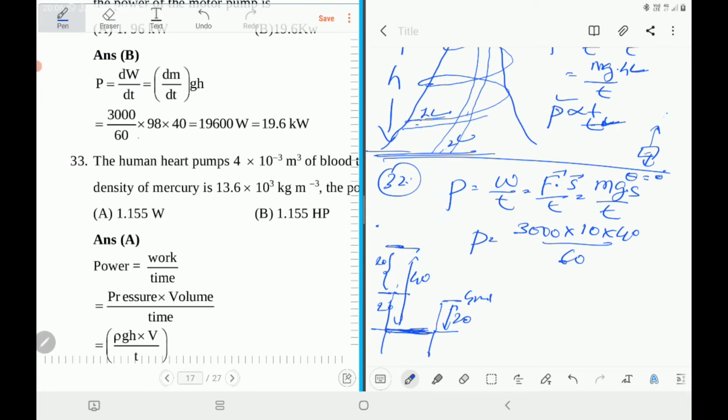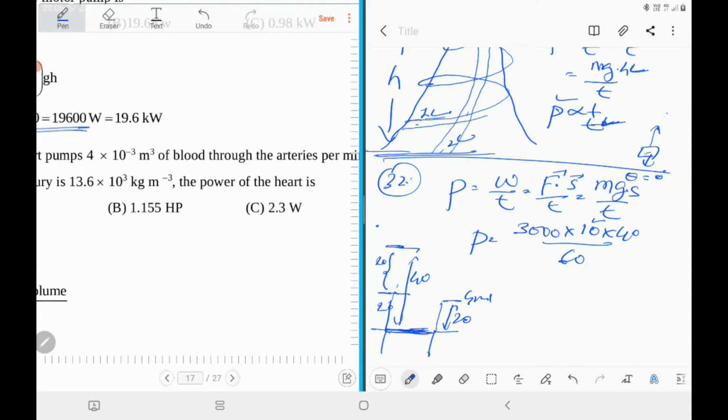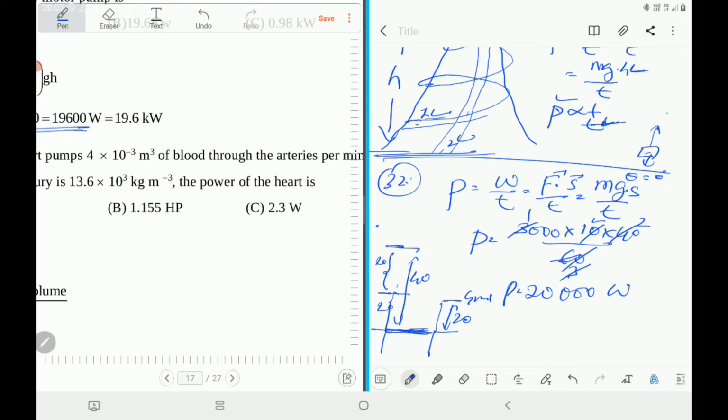Here you can simplify it. Here he has used 9.8. I have used 10. With 9.8 actually, that term is missing, so you remove a 0. So 2 2s are 4, 2 3s are 6, and so on. That is 1000, coming around 20,000. P is 20,000 watt. Joule per second, that is watt.